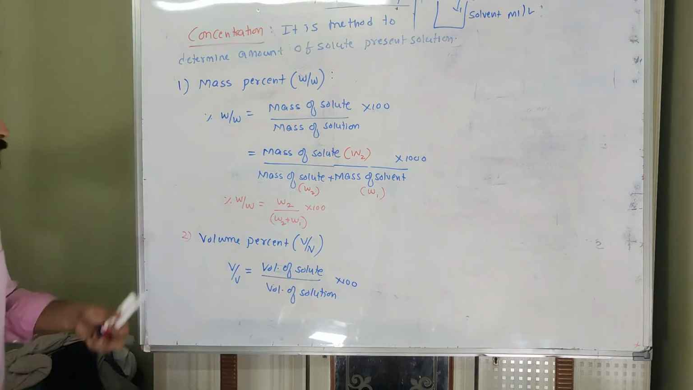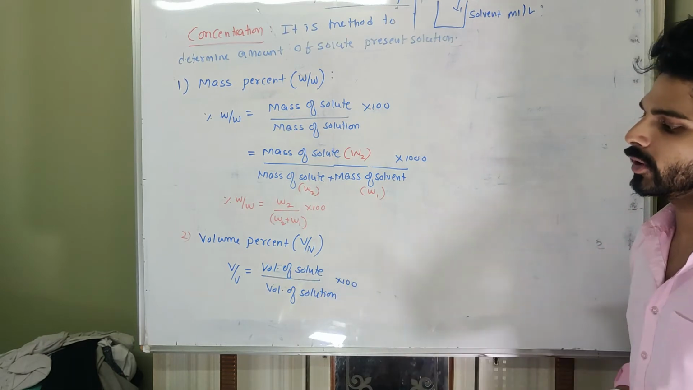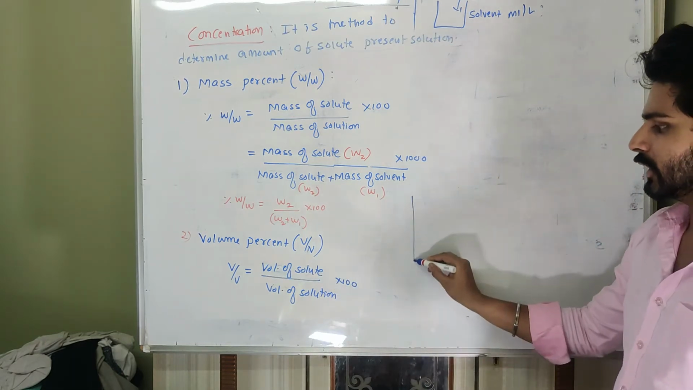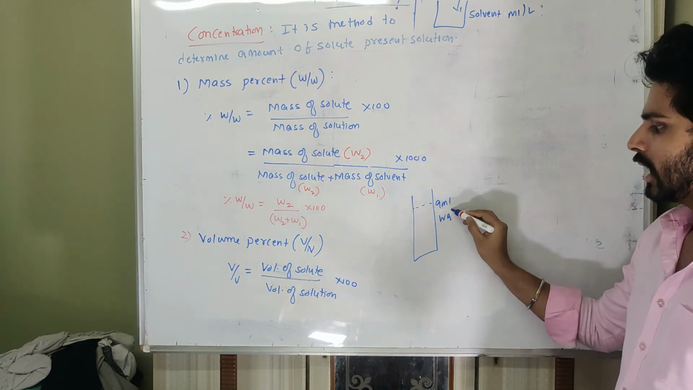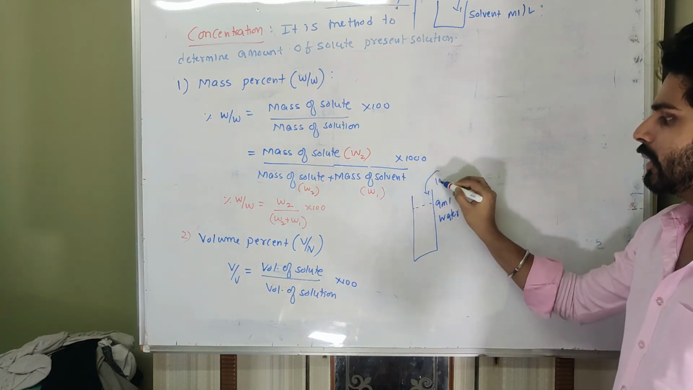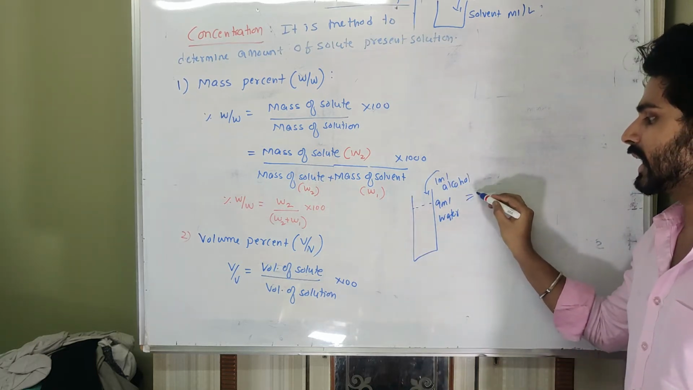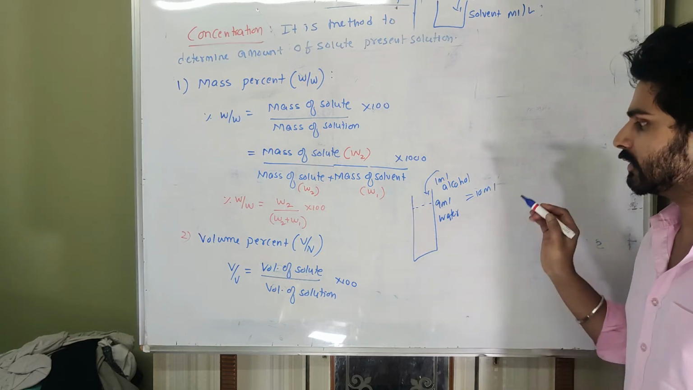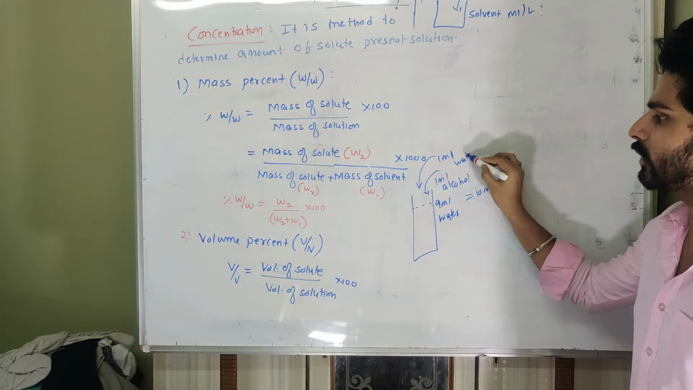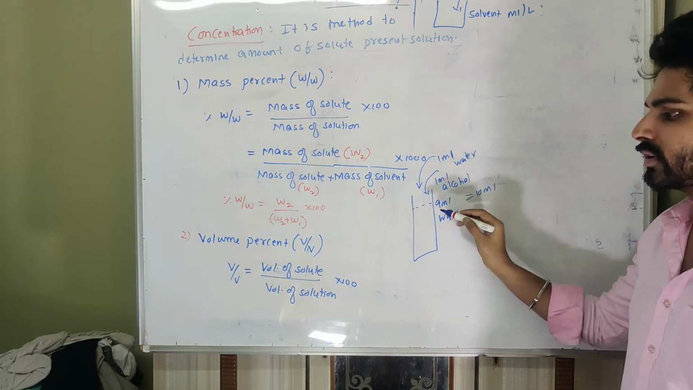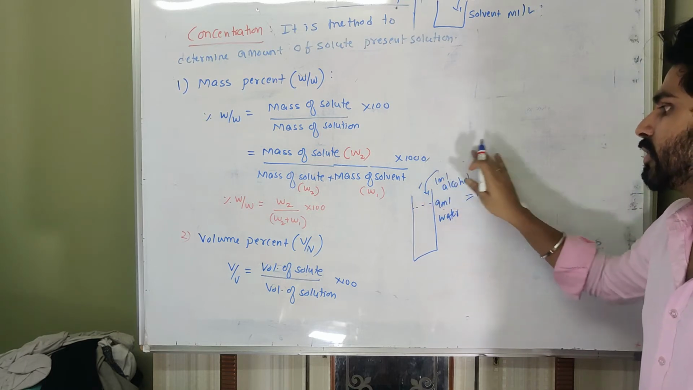But here, unlike mass, we cannot add volume of solute and volume of solvent to get volume of solution. Let us say I am taking 9 ml of water and I am adding 1 ml of alcohol in that to form a solution, so this will never be 10 ml. This will be 10 ml when I am adding 1 ml of water only. If I am adding 1 ml of water, then 1 ml of water plus 9 ml of water will be 10 ml. But that is not a solution.